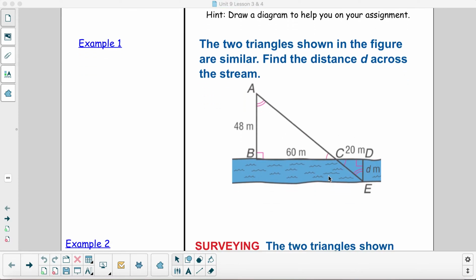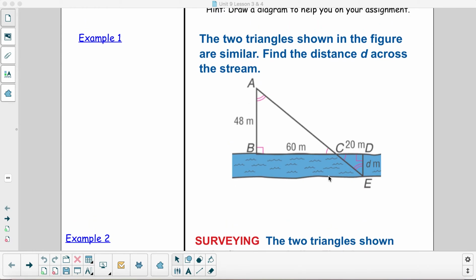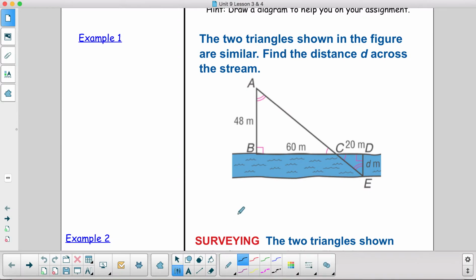And so when we're doing these kinds of problems, we are going to be solving a proportion. So fraction bar equals fraction bar. And so we need to figure out which triangle we're going to be using first. I'm going to choose this one. We can actually choose either one, it doesn't matter, but this is the way I'm showing you on this particular one.